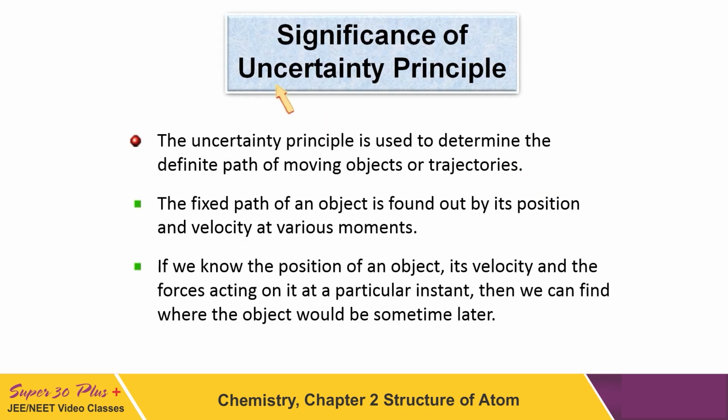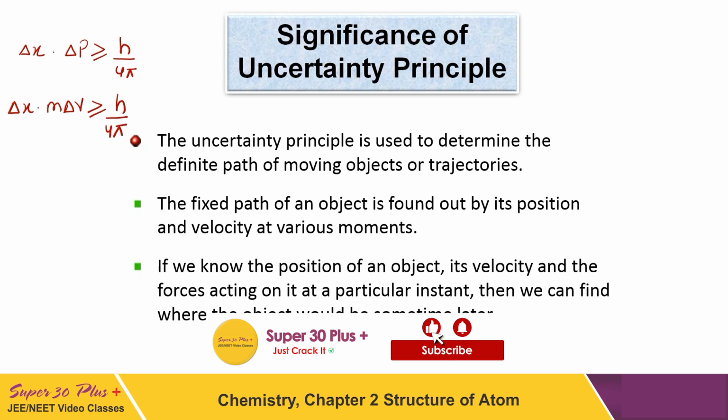Now, according to the Heisenberg uncertainty principle, the product of the uncertainty in position and the uncertainty in momentum is greater than or equal to h upon 4 pi. Also you can say delta x times m delta v, if you replace momentum with speed, is greater than or equal to h upon 4 pi. These are the formulas given by Heisenberg in the uncertainty principle.